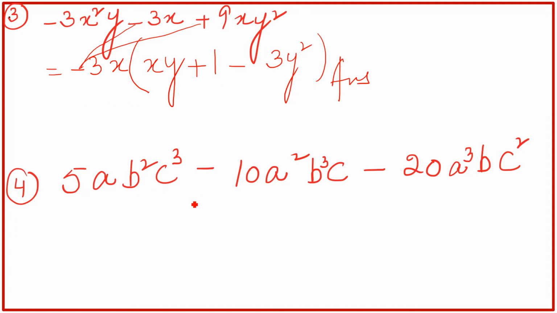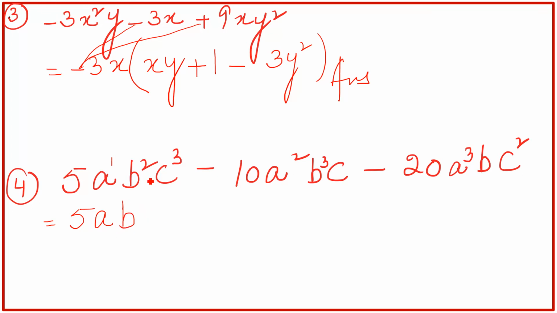Right? Okay, move on to the fourth question. What we can take as a common? We can take 5. Then a, we have a square here, a cube here, but only one a here. So we will take only one a. Common means that if one a is there, we will take one a from here, one a from there. B, same thing for B, same thing for C.